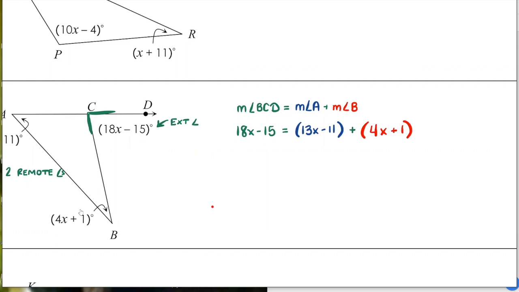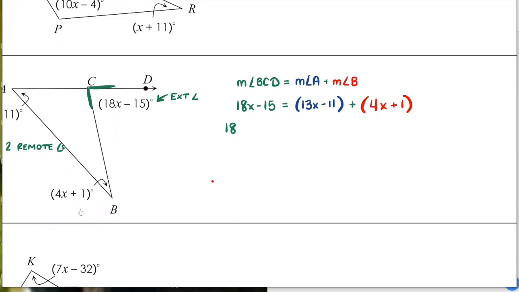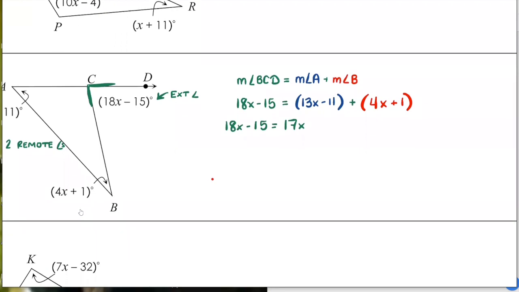So we're going to leave the left side alone for now because there's nothing we can do over there. What can we do on the right? We can combine like terms. So 18x minus 15, 13 plus 4, 17. Oh, look how nice the math world is to us. And then negative 11 plus 1, negative 10.